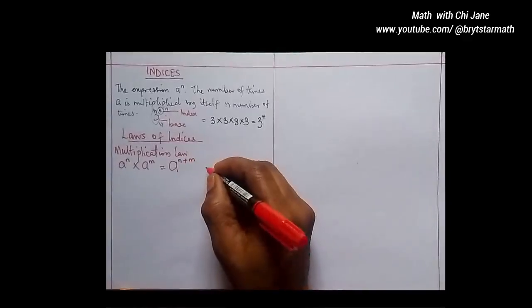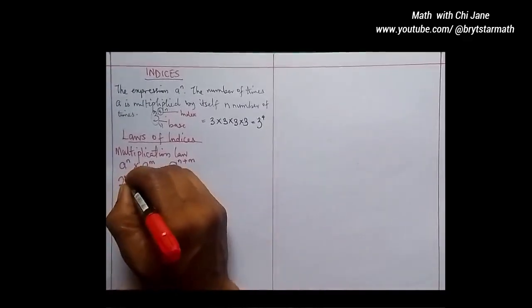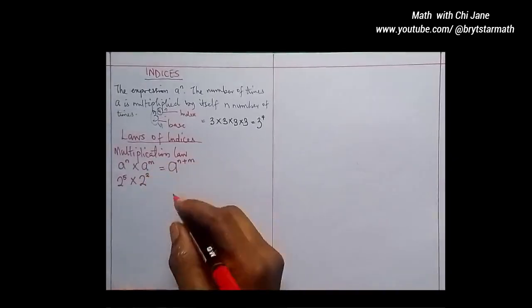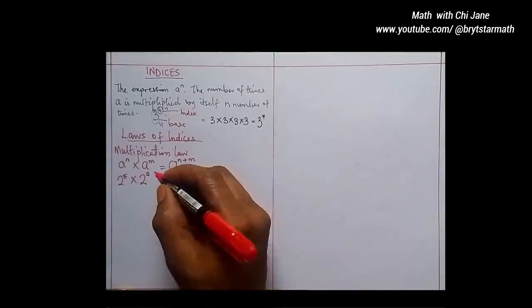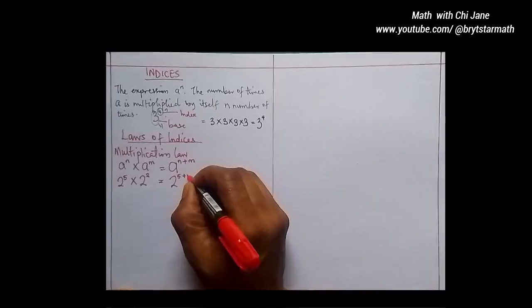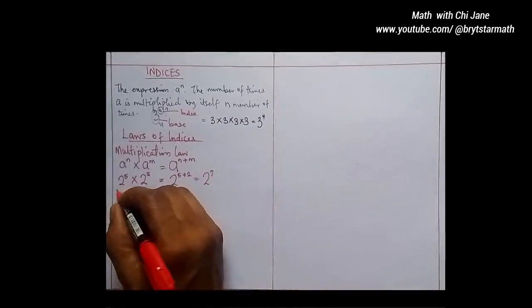So an example is given if we have 2 raised to the power of 5 times 2 raised to the power of 2. Mind you, it must be the same base before you can add the indices. So we have 2 raised to the power of 5 plus 2. That gives us 2 raised to the power of 7. Then we have the division law.